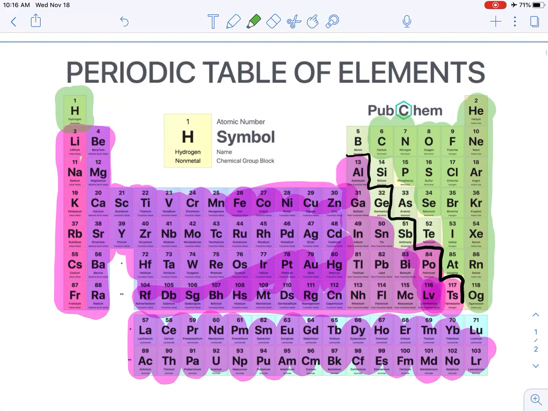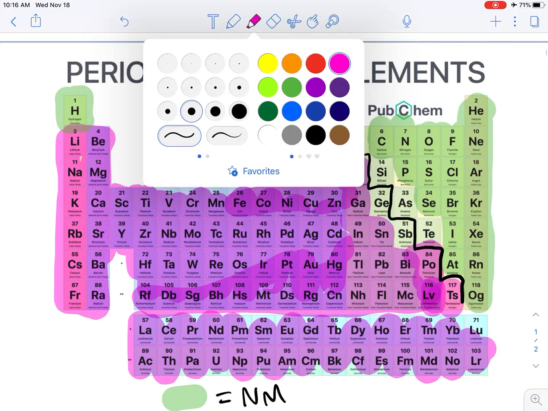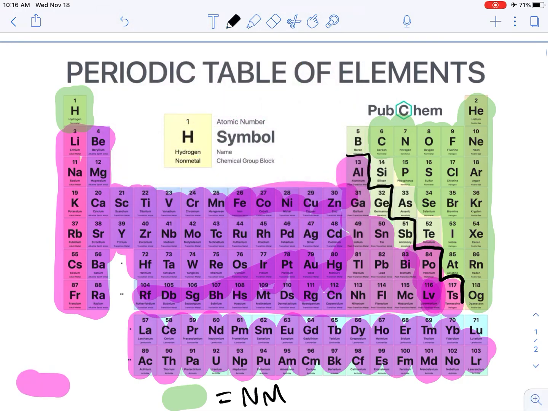Okay, so those would be our, I guess I should put a key, nonmetals. What color were you? You were pink, metal. All right, so then I have left some along the zigzag as not colored in.